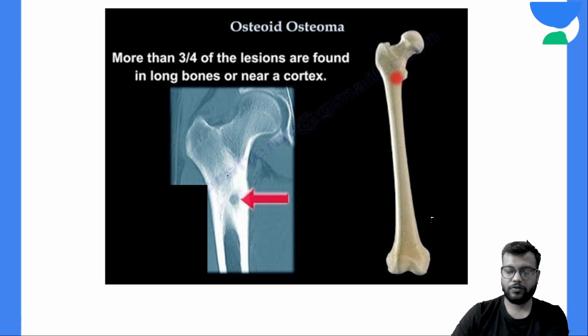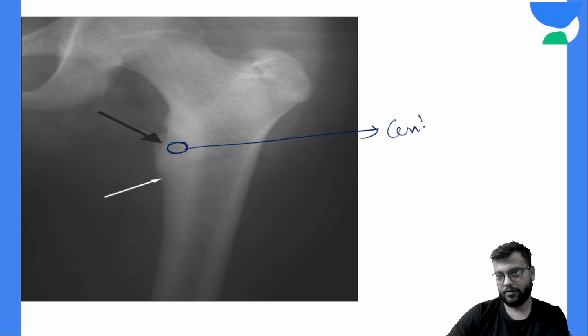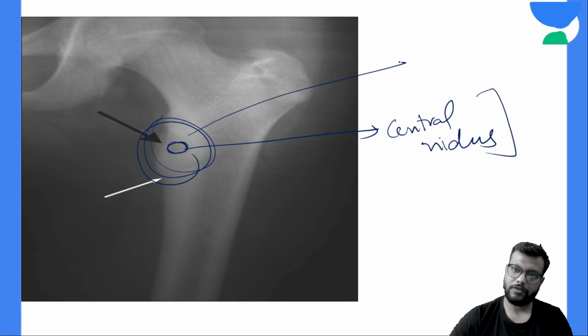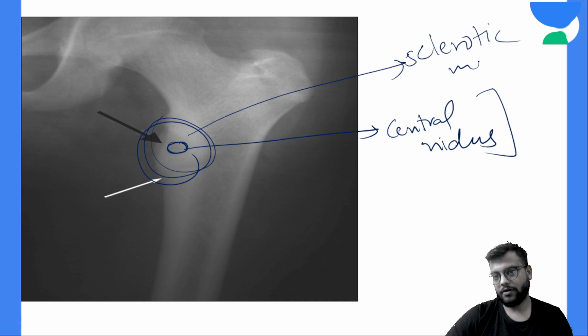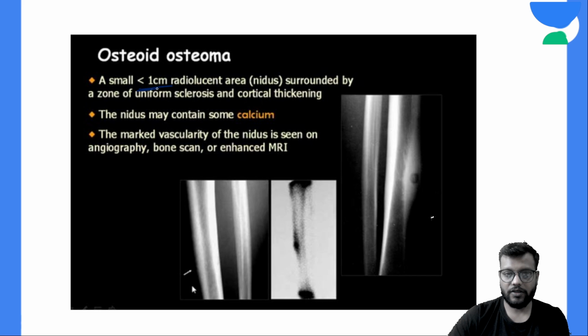This is your osteoid osteoma, sclerotic margin with a central nidus. This is your central nidus, and this here is your sclerotic margin. Osteoid osteoma, less than 1 centimeter.